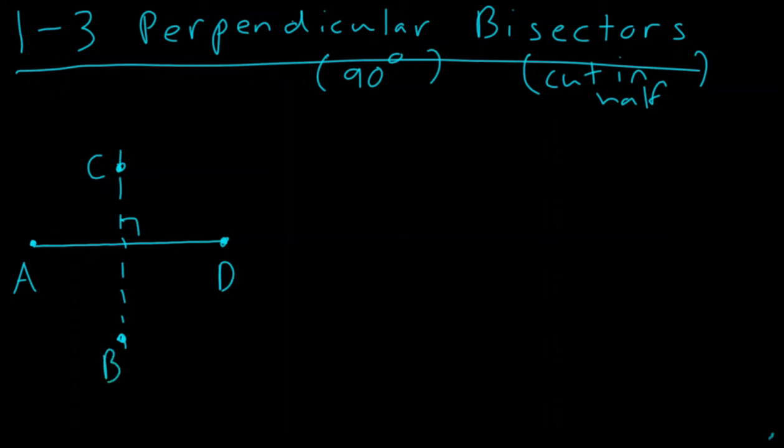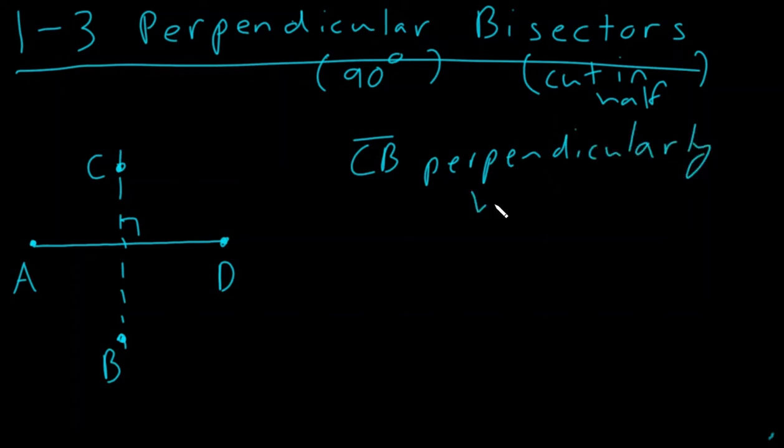And so what would we say here? We would say that CB perpendicularly bisects AD. I promise that is an S, bisects AD. So CB is perpendicular bisecting AD. That means that AD is getting cut in half. Now, what does that mean? That means that this left side right here is equal to this right side right there.